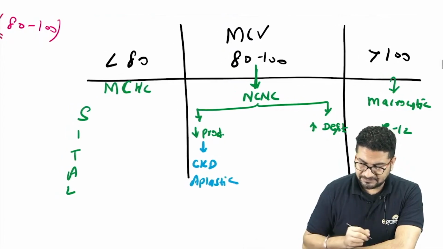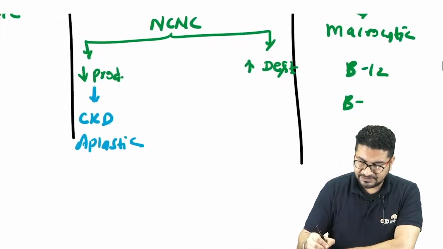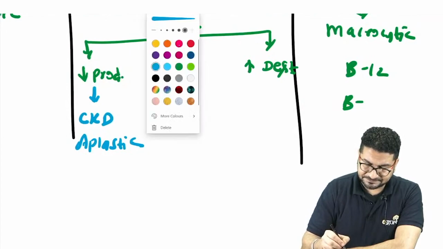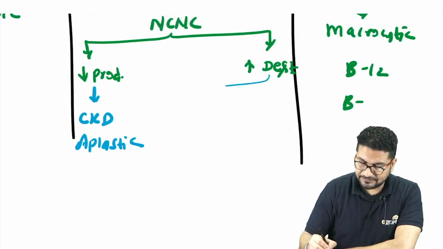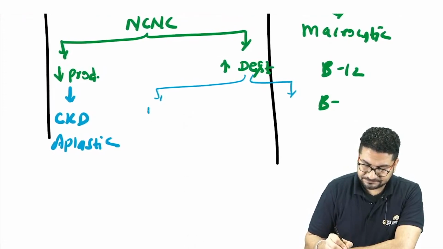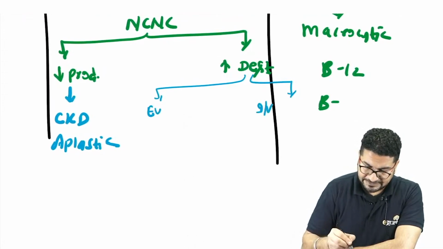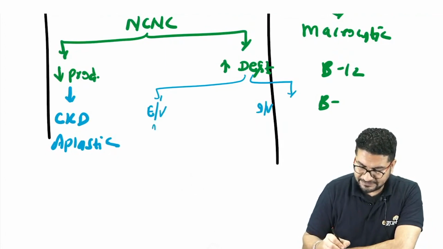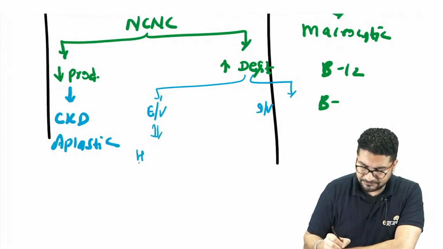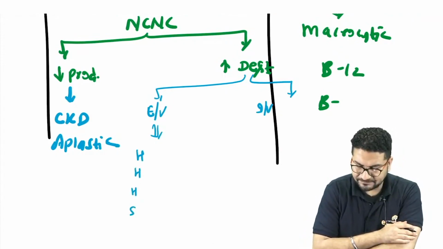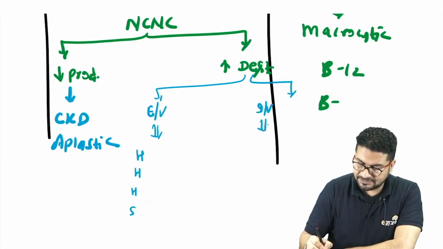CKD or aplastic anemia. Increased destruction means RBCs are dying. So where can they die? Extravascular, intravascular. If I say extravascular, what I told you, triple HS, right? Intravascular, remember the full form, simple.